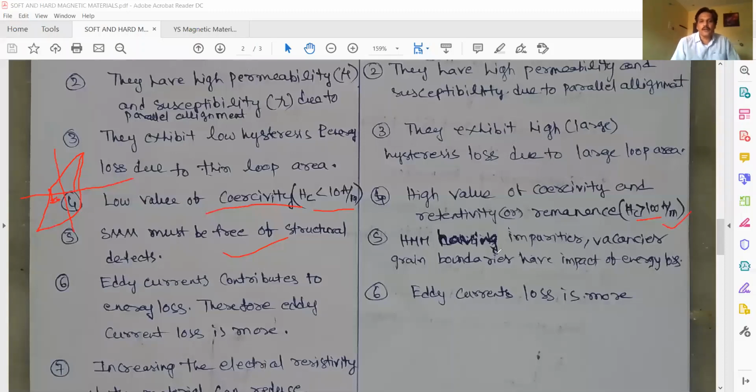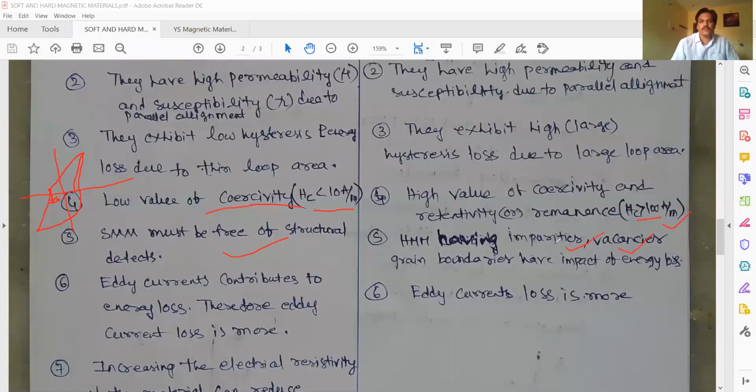But if you consider hard magnetic materials, they have impurities. The defects are nothing but impurities. So if you take iron, all the elements should be iron. If some other element comes in there, that is an impurity. Vacancy means there is no existence of an iron atom.